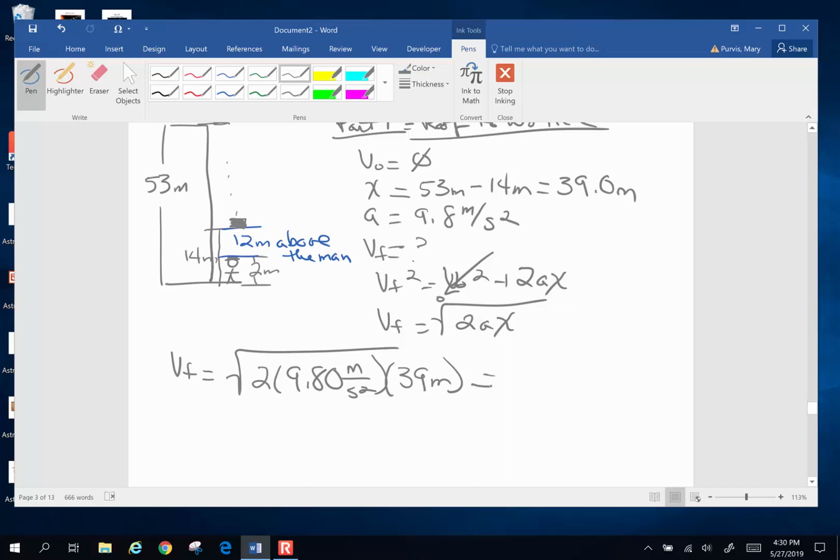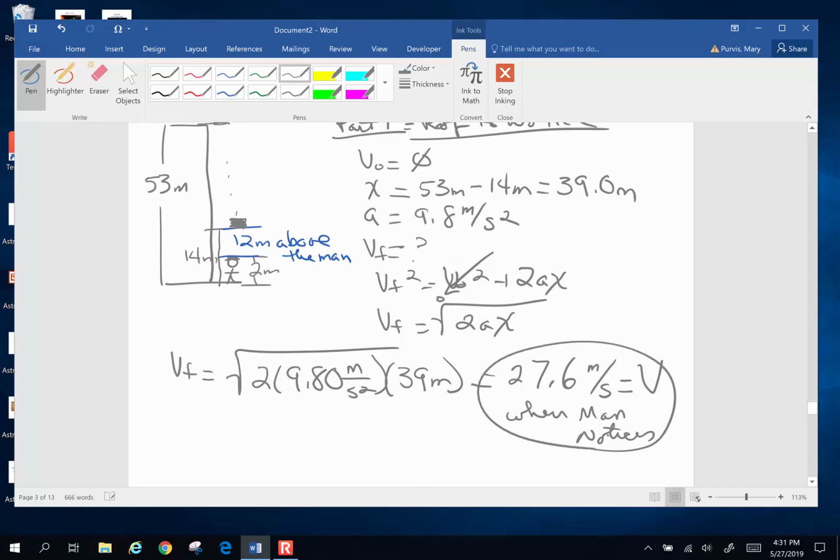And again, in my calculator, I have 2 times 9.8 times 39 equals, and then square root all of that, and I end up with a final velocity of 27.6, if we carry it to 3 sig figs, meters per second. So that's the velocity when the man notices what's going on. Okay, now we're going to care about this section right in here.